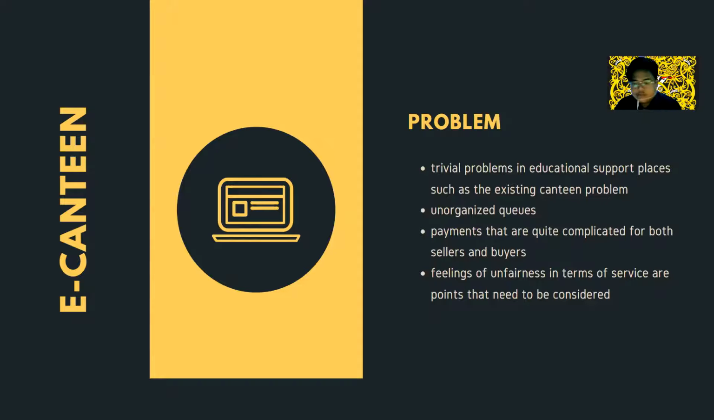And then for the problems, there are trivial problems in educational support places such as the existing canteen problem. And then the unorganized queues. The third is payment that is quite complicated for both sellers and buyers. And then the last is feelings of unfairness in terms of service, which are points that need to be considered.